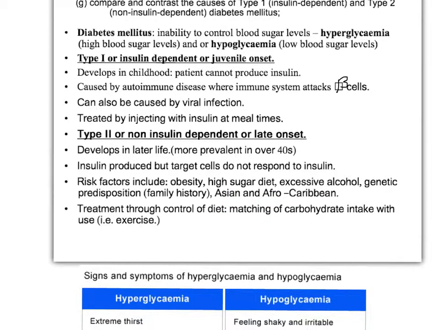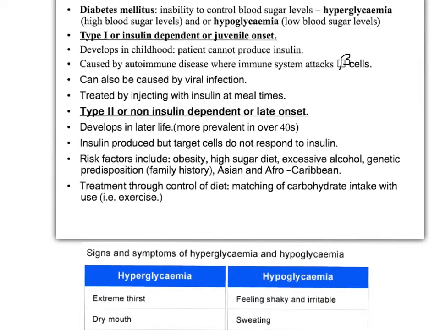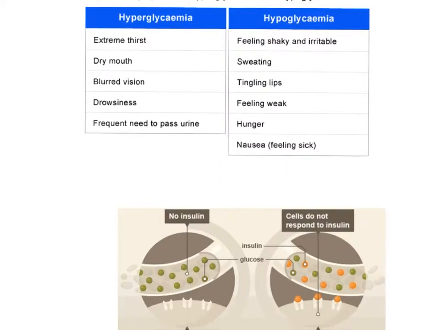Okay, now the treatment of this, obviously injecting with insulin isn't going to work, because the amount of insulin is not the issue. It's the fact that insulin doesn't work. So the only way they can really control this is by controlling diet and exercise, and balancing diet and exercise to control blood sugar levels. There are some diagrams and animations to illustrate all of this.